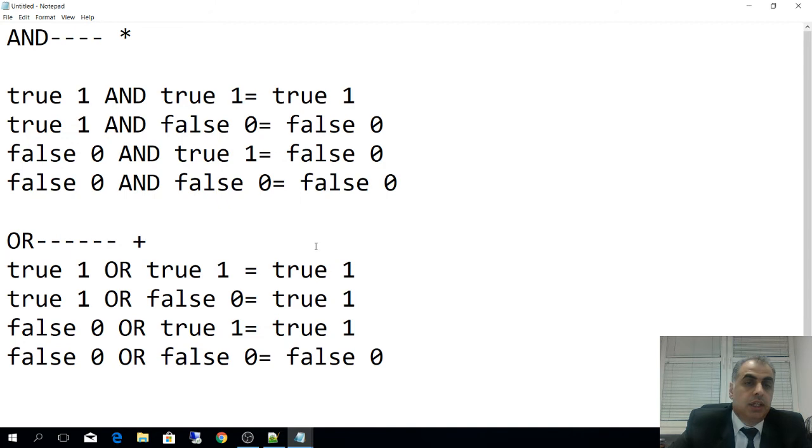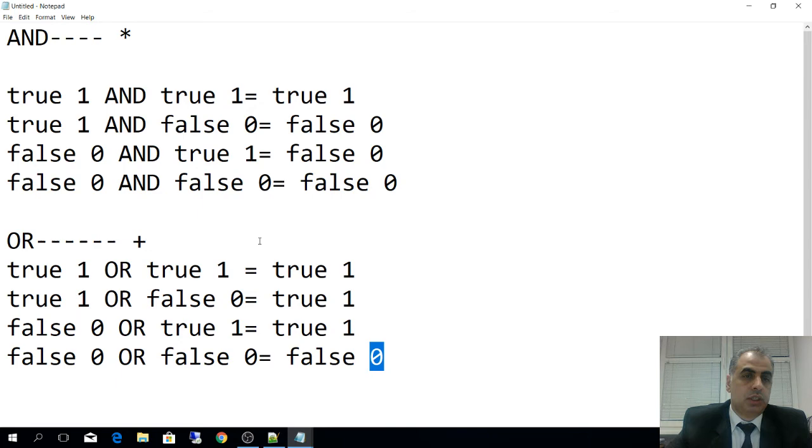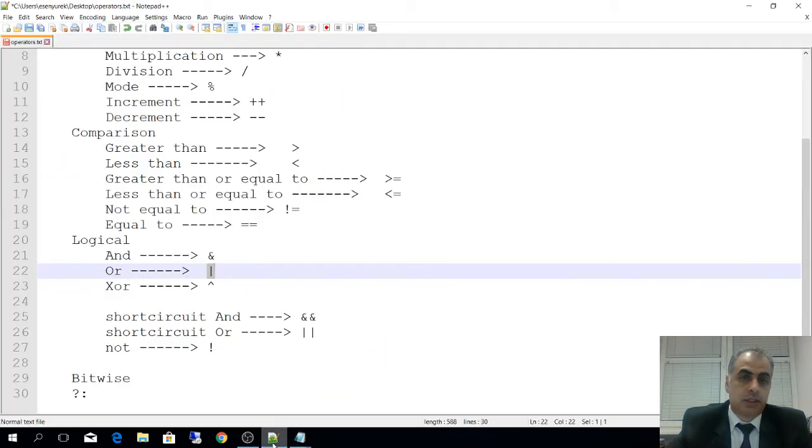Is it clear? And the next one is the OR operator. 1 plus 1 is 2. Okay, let's say it's 1, because we are using true or false as 1 or 0. The second one is 1 or 0. 1 plus 0 is 1. 0 plus 1 is also 1. 0 plus 0 is 0. So you see, to memorize it easily, you can use this logic for the AND and OR operators.